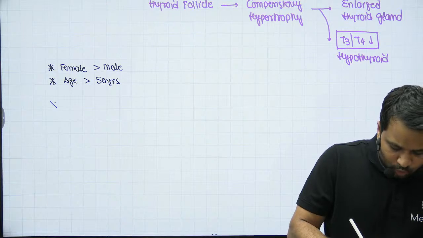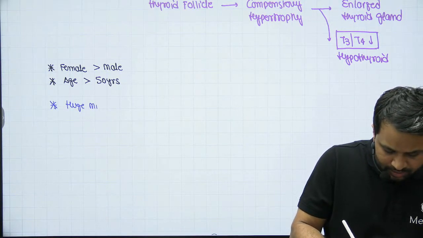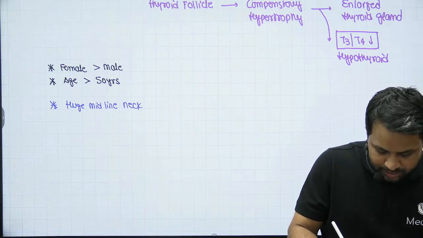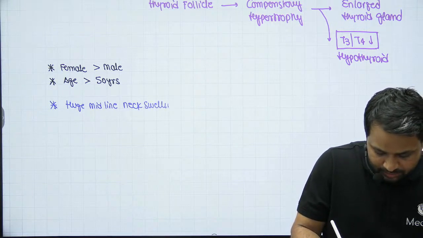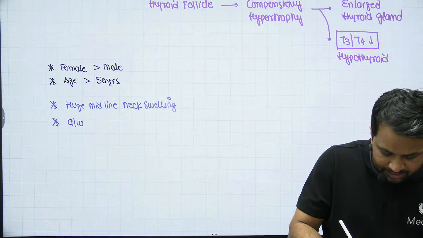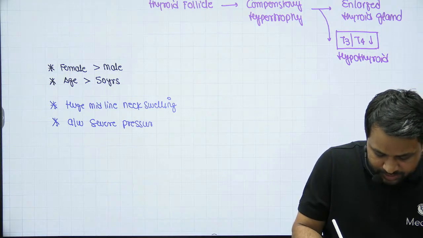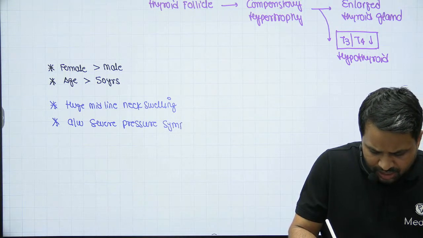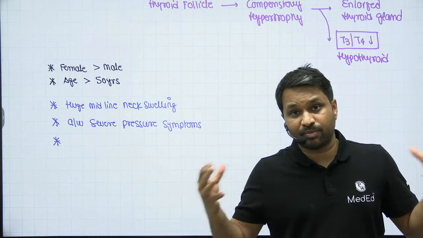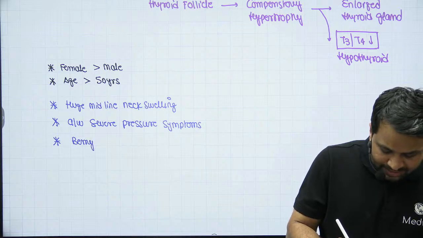Number one, you will notice there is a huge midline neck swelling. This huge midline neck swelling is associated with severe pressure symptoms. Such a large gland will exert pressure on the underlying structures. Because of a lot of periglandular fibrosis, it is going to involve the carotid sheath. Hence, it will also have Berry sign positive.